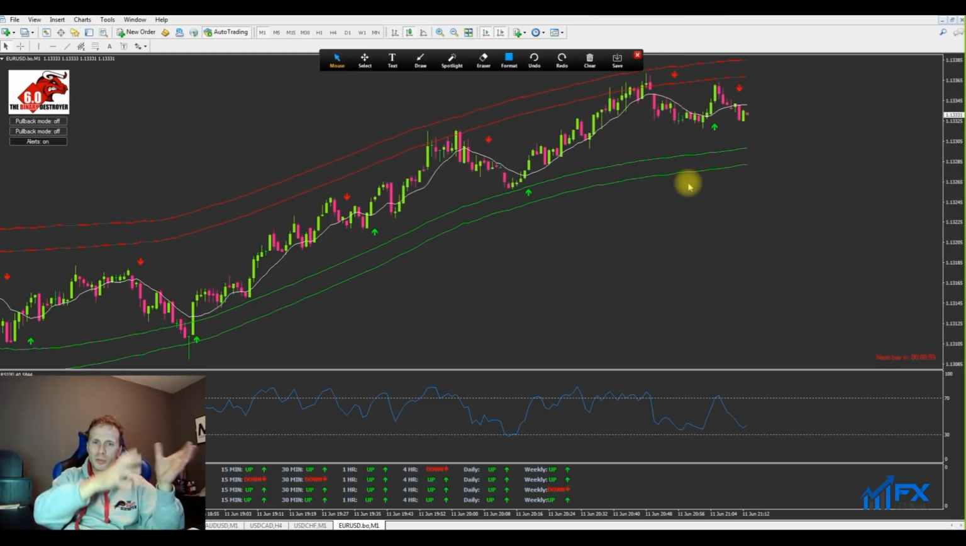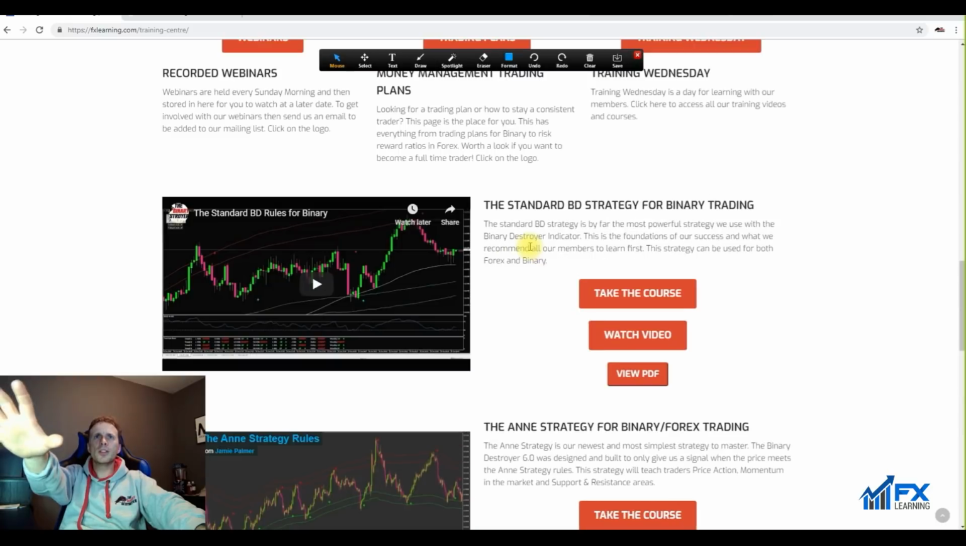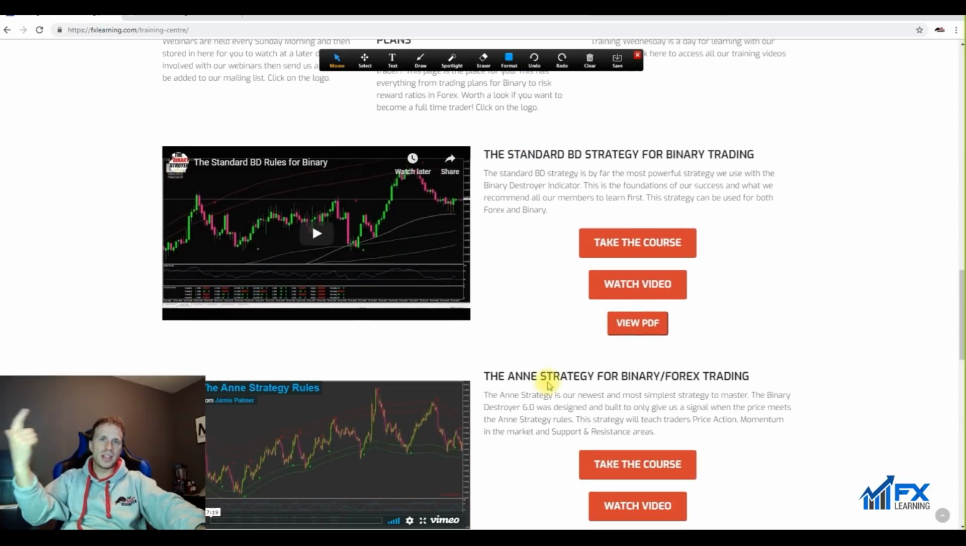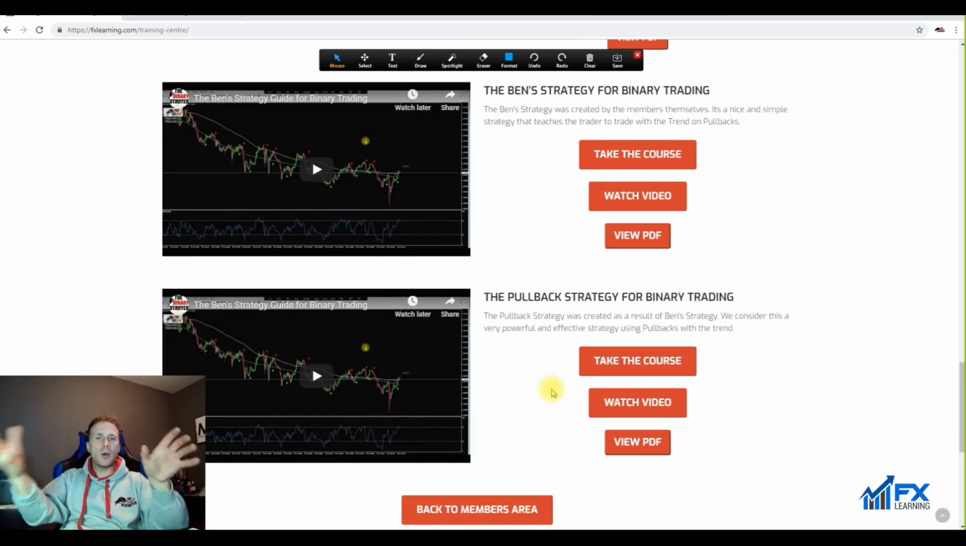Do we need to add a moving average? Do we need to add a divergence indicator? Do we need to add little features? Okay, now all the strategies are in the members area, as you can see. We've got the standard BD strategy, the AND strategy, the bend strategy, and the pullback strategy. So the power move strategy is actually the pullback strategy. That is really all we're trading in today's video. But basically I named it that because it's been pretty powerful the last couple of weeks. So we're going to simulate that now.